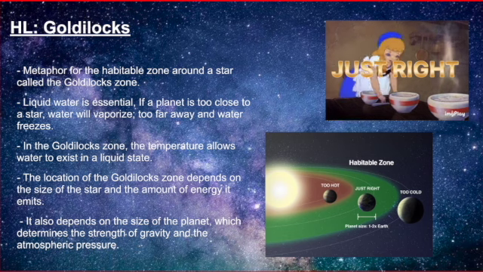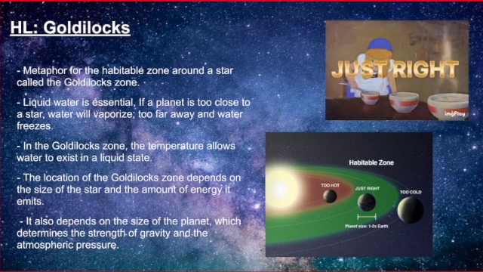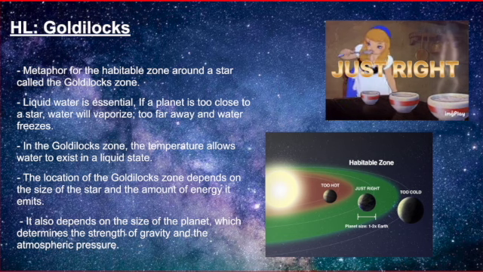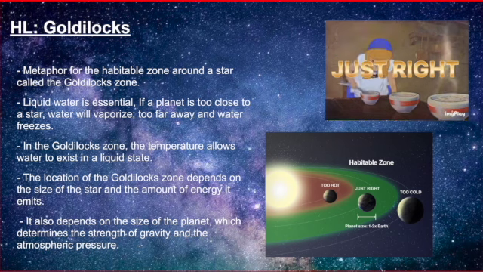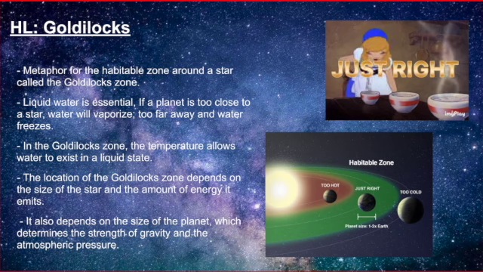The location of the Goldilocks zone depends on the size of the star and the amount of energy it emits. You should know that. A simple question might come where they ask, what does the location of the Goldilocks zone depend on? And you could just say the size of the star and the amount of energy it emits. It also depends on the size of the planet, which determines the strength of gravity and the atmospheric pressure.